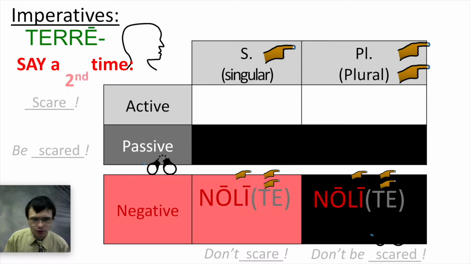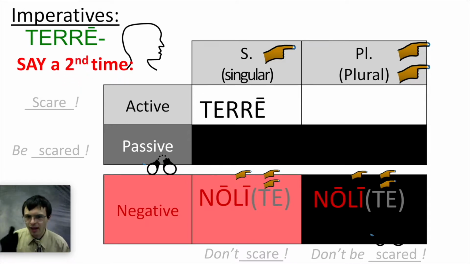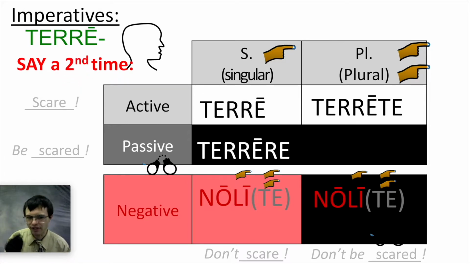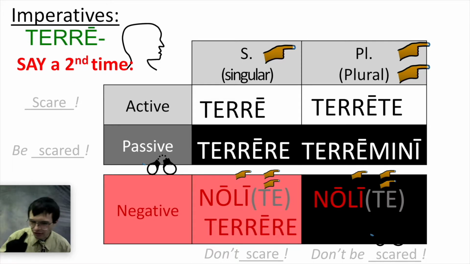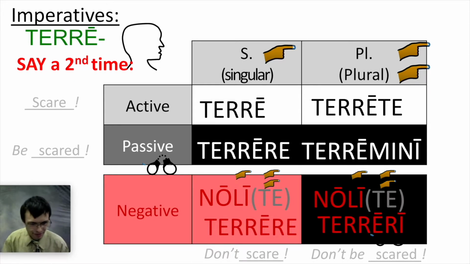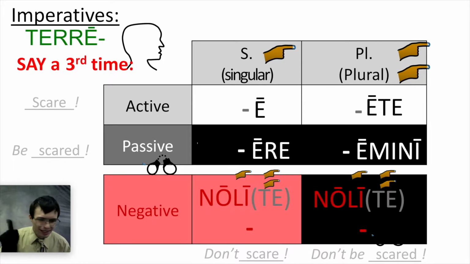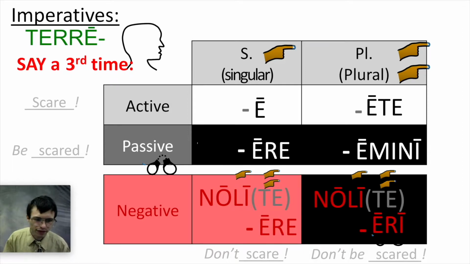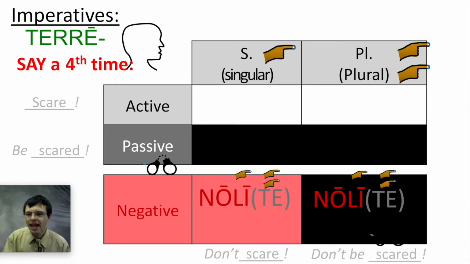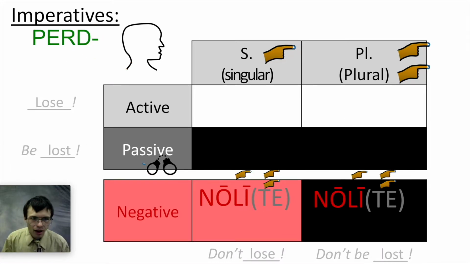Good. And do it a second time, and a third time, and a fourth time without me. Ready, go. Great. All right, third conjugation verbs.